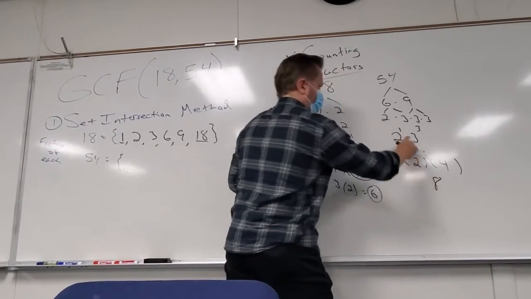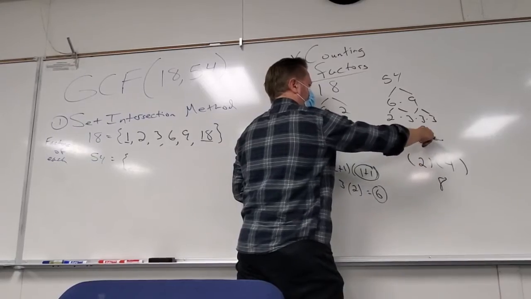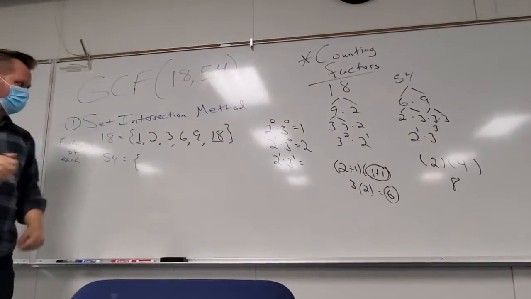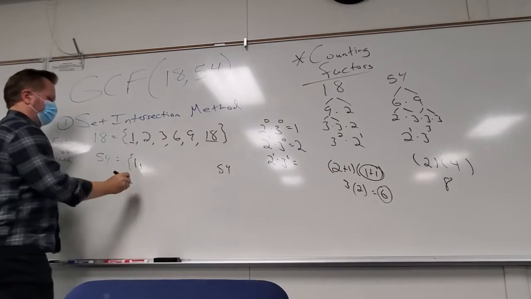8. 1 plus 2 is 2. 1 plus 2 is 2. 1 plus 1 is 2. 3 plus 1 is 4. Multiply. So I know it's supposed to have 8 pieces. So there's the gimme. There's the 1 and the 54. What else?